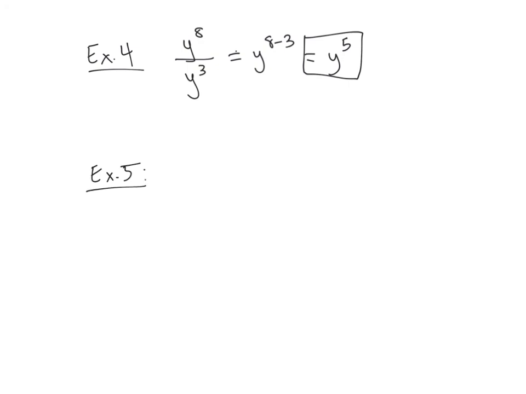Example 5. We're going to take a look at x to the power of 9 multiplied by x to the power of negative 9. Again, do I add, do I subtract, do I multiply? What type of rule is this? Go ahead and figure that out, calculate it, and enter your answer when you're ready.